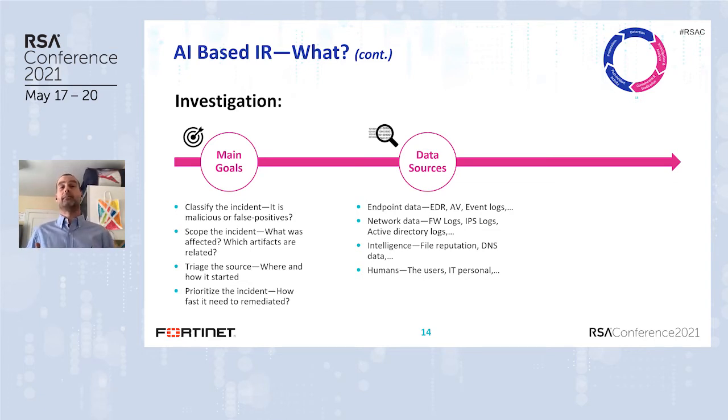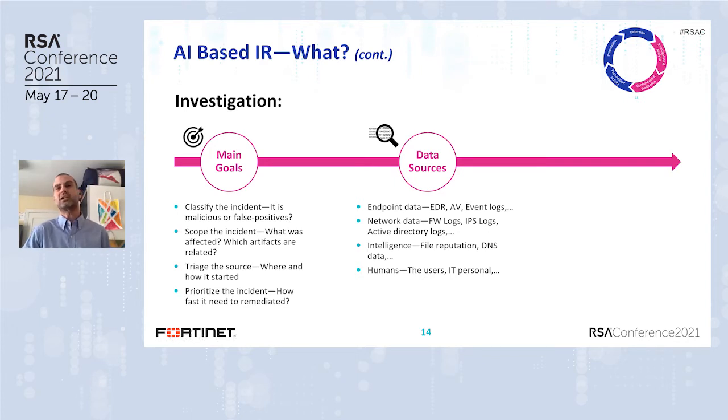We need to scope it. What was affected? Which artifacts are related to the effect of what? We need to try to find the source of where and how it all started. So we need to have a better picture of what we are facing here. And we need to understand how fast we need to remediate, which is going to be the next stage.